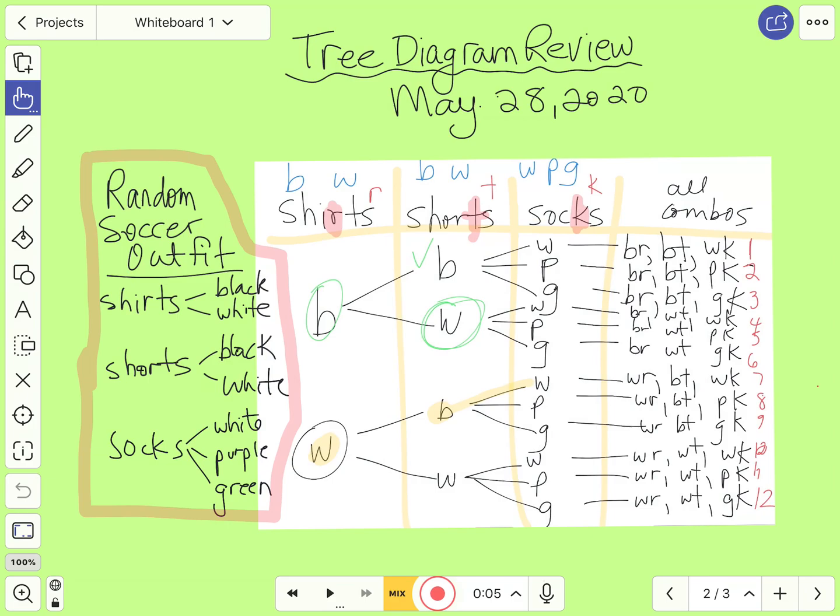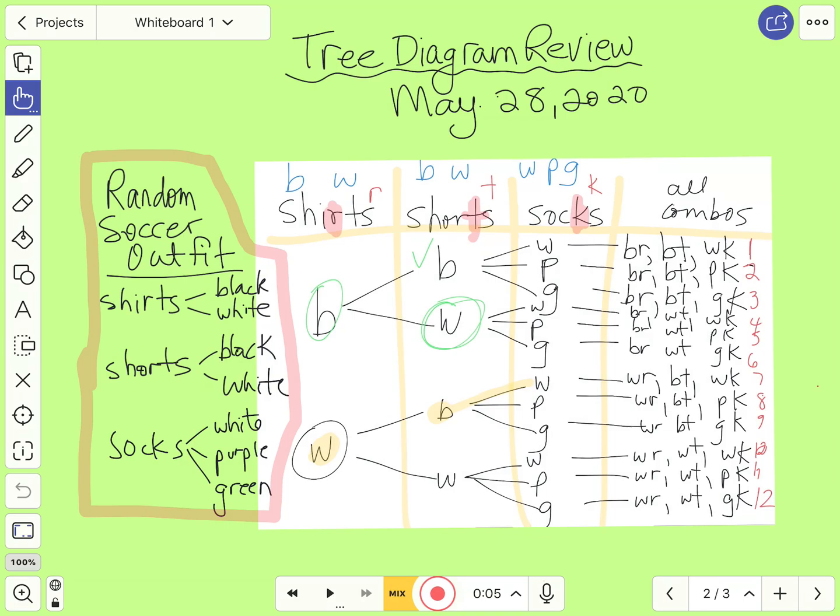It was a story about a boy who is a soccer player, and he was randomly choosing a shirt, shorts, and socks from his drawers in his dresser, but he was doing it in the dark, and he was therefore choosing random colors of shirt, shorts, and socks. He only had 2 choices for shirts, black and white, and 2 choices for shorts, black and white, and he had 3 choices for socks, white, purple, and green.